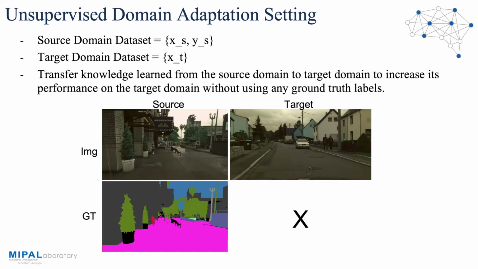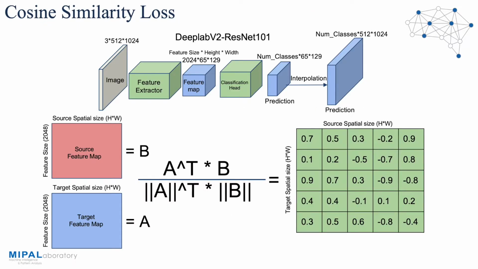Unsupervised domain adaptation is a method of training a model to perform well on the target domain, which has no ground truth labels, by adapting the knowledge the model has learned from the source domain, which has rich GT labels. It is a challenging task since the target domain has no access to ground truth labels. A segmentation network consists of two parts, a feature extractor and a classification head.